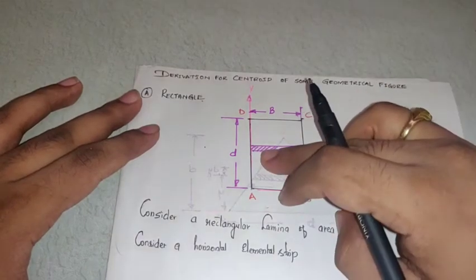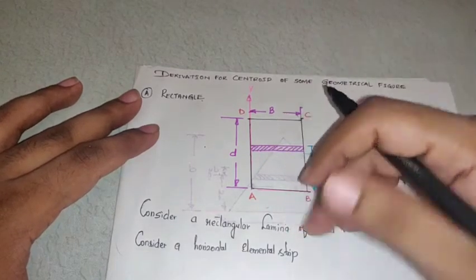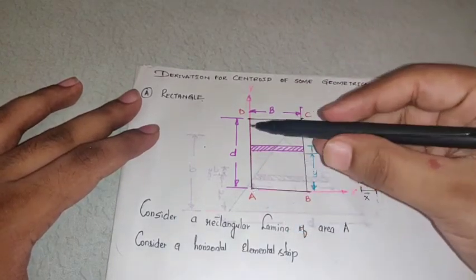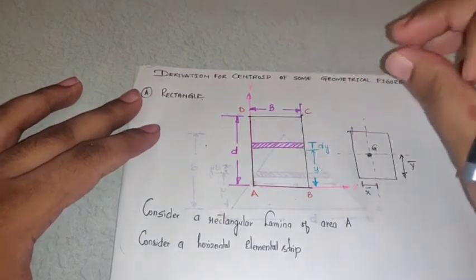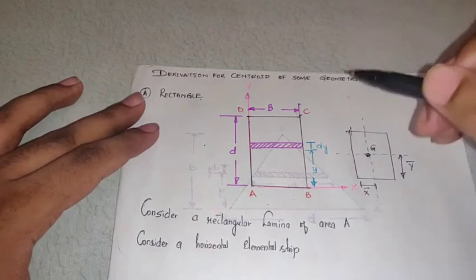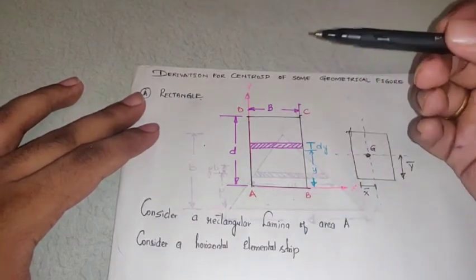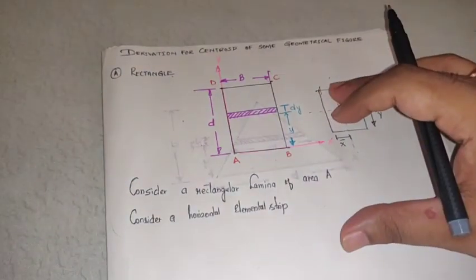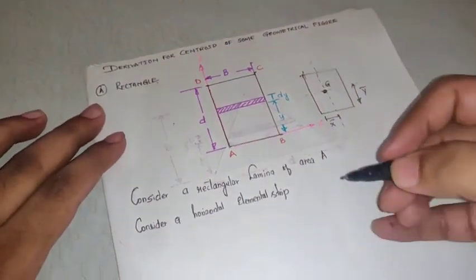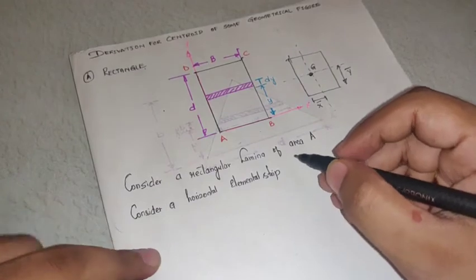Like this elemental strip, there are a number of elemental strips arranged from the 0 point to the D point. So I'll take one elemental strip, find its centroid, and multiply with the total depth, then I'll get the centroid of the complete rectangle. For that reason I'm considering the elemental strip. Now consider a horizontal elemental strip.